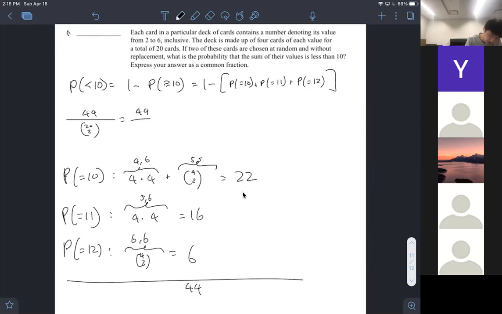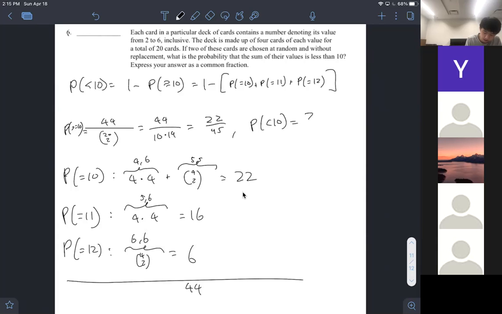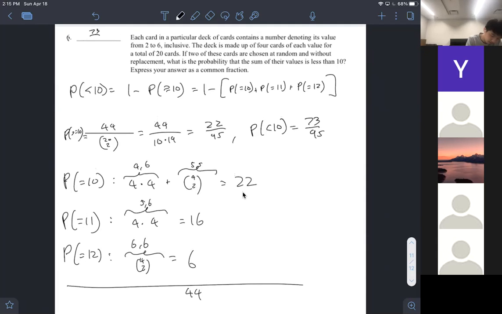The probability that's greater than or equal to 10 is equal to 44 over 20 choose 2, which equals 44 over 10 times 19, which equals 22 over 95. And this means that the probability of less than 10 is just 1 minus that, which is 73 over 95. And so yeah, that's it.